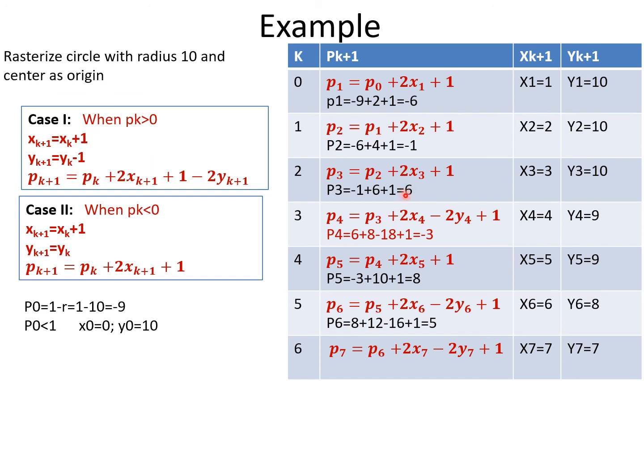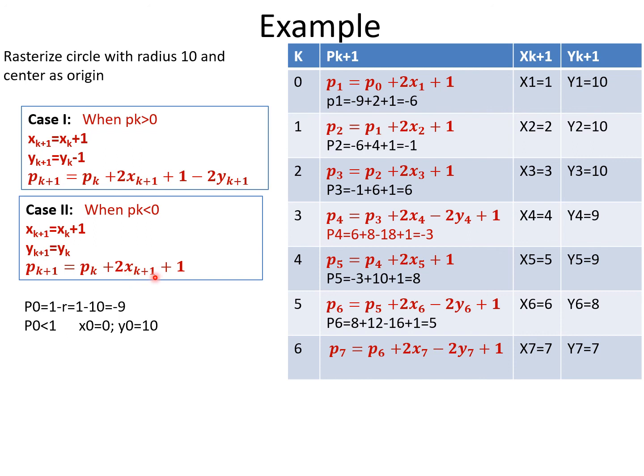Because this is a positive value, for the next points on the raster system we will use this scenario where pk is greater than 0. X will be incremented by 1 and y will be decremented by 1. So x is 3 plus 1, which is 4, and y will be 10 minus 1, which is 9. So these are the new pixel coordinates on the screen, and the next decision parameter is obtained by using this. We apply this to the values and get minus 3 as the decision parameter, which is again a negative value.